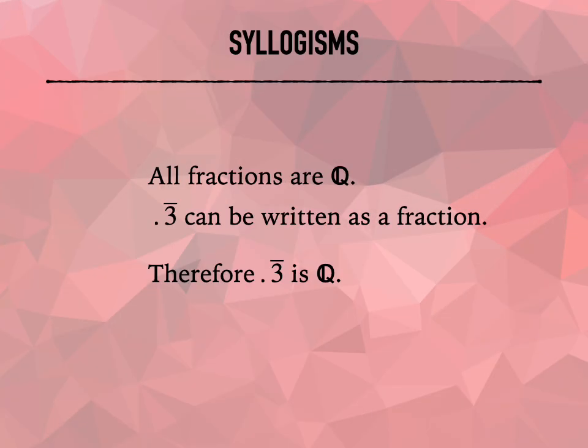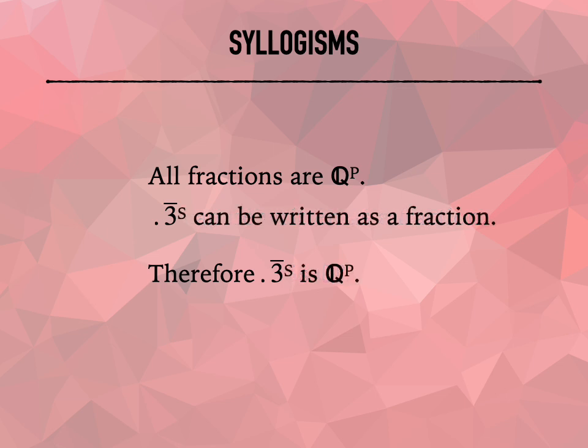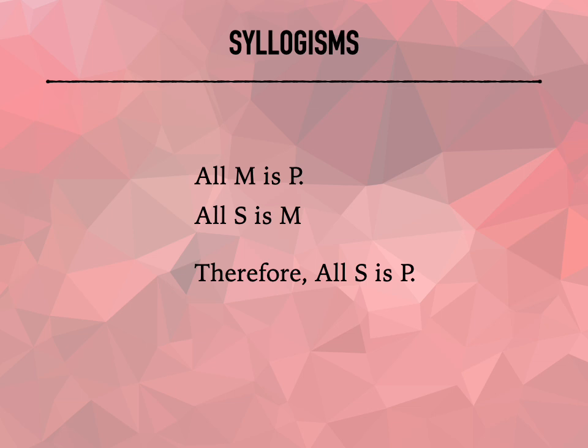How about this one? All fractions are real numbers. 0.3 repeating can be written as a fraction, therefore 0.3 repeating is a real number. You can see that real number, that is my major term. Here we're using the mathematical abbreviation, uppercase Q. 0.3 repeating is my minor term, which means fraction or fractions is my middle term. All of these we often abbreviate just by saying all M is P, all S is M, therefore all S is P.